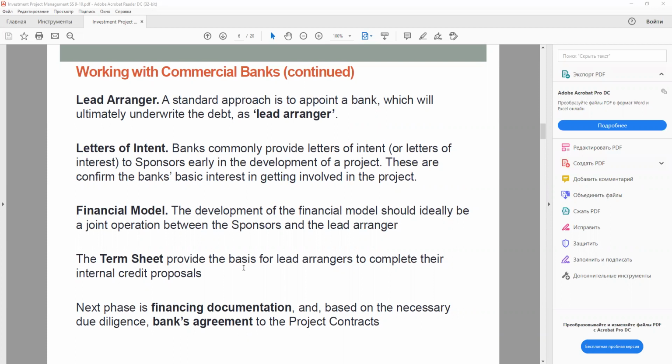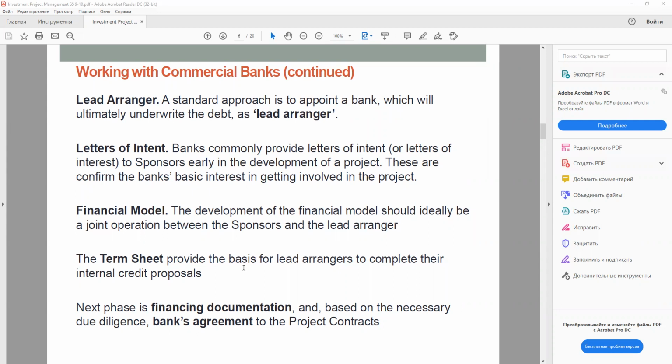The financial advisor, or a lead arranger acting as a financial advisor, plays an active role in the negotiation of project contracts to ensure that the financing implications of these contracts are taken into account. Any changes in the project contracts that are good for the sponsors are generally good for the banks too. And so, lead arrangers are sometimes used by sponsors to improve their commercial position in these negotiations.